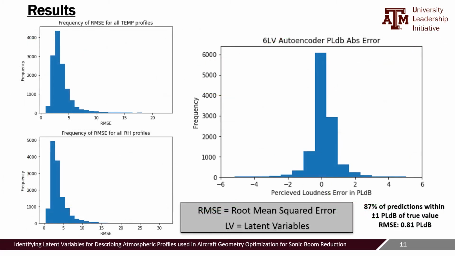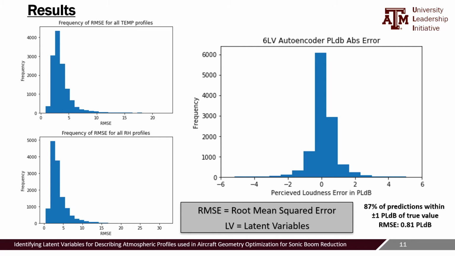For the 6 latent variable autoencoder, here are some plots showing the errors in the true versus predicted profiles and perceived loudness values. On the left, there are histograms that show the frequency and profile prediction error using the error metric of root mean squared error. While there is still error in the profile predictions, it is to be expected when reconstructing many dimensions from only a few. On the right, there is a histogram showing the absolute error between the perceived loudness values of the true profile versus the predicted profile produced by the autoencoder.